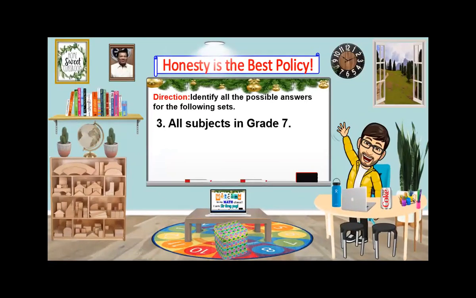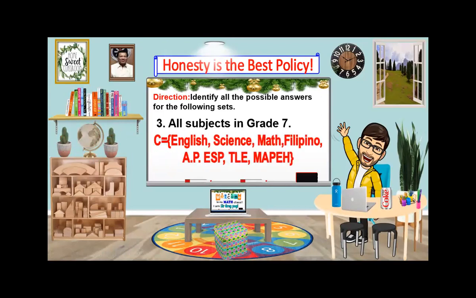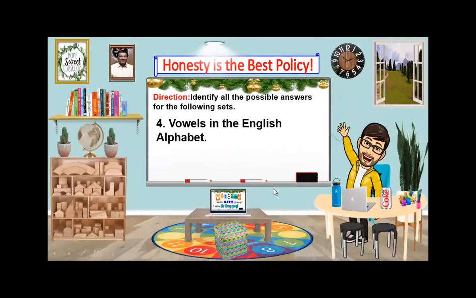Number 3, all subjects in grade 7. What are those subjects in grade 7? Alam na natin, walo lahat. So set C has the subjects for grade 7, or set C equals English, Science, Math, Filipino, AP, SP, TLE, and MAPE. Then number 4, vowels in the English alphabet. There are 5, right? So set D consists of the vowels in the English alphabet: A, E, I, O, U.